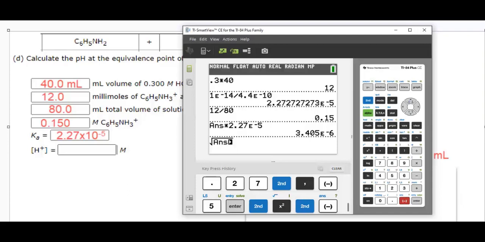Another acid-base problem, in this case a titration that produced a weak acid solution, and we found out the concentration of the weak acid and its Ka, and it was just a piece of cake to find out the H+. And of course, you can figure out the pH once you've got the H+ concentration.